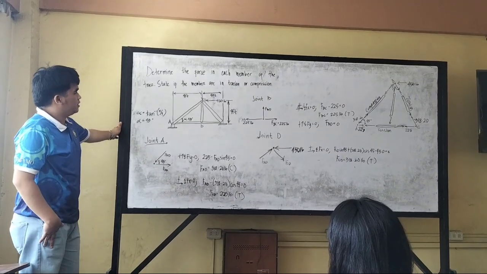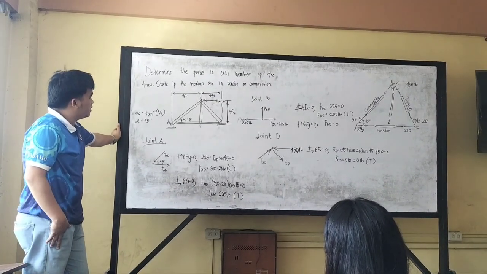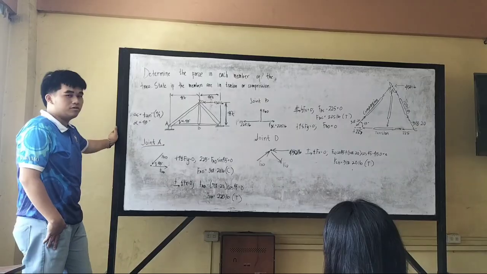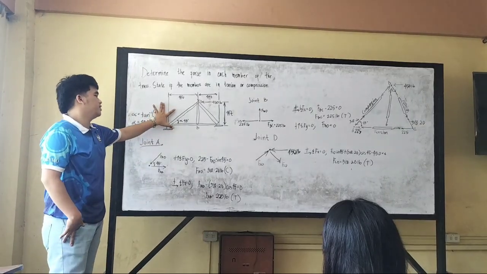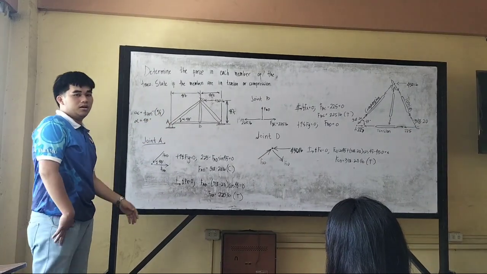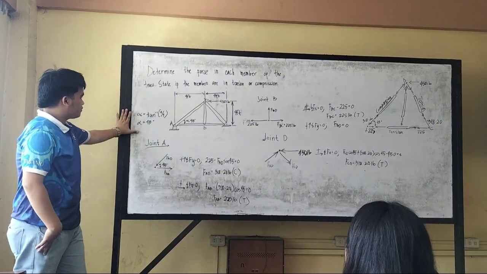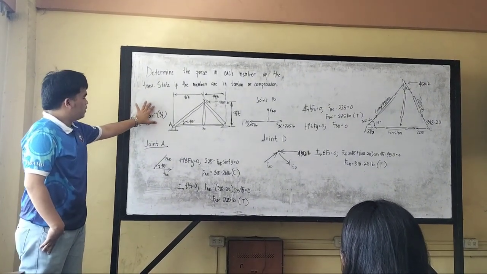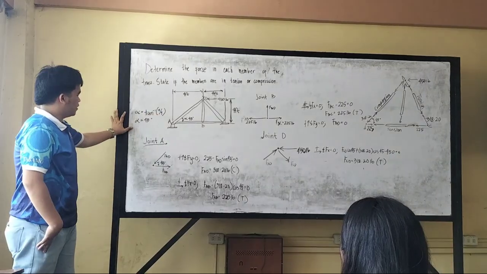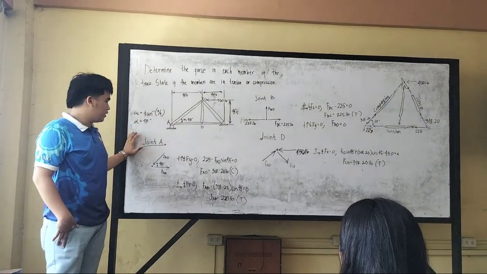So determine the force in each member of the truss or state if the members are in tension or compression. So here's our example diagram. First, we get the angle. We have inverse tan of 4/4, then we get the 45 degrees angle.